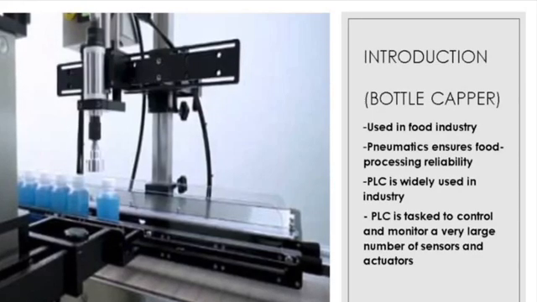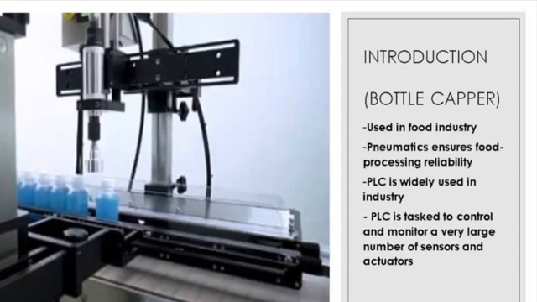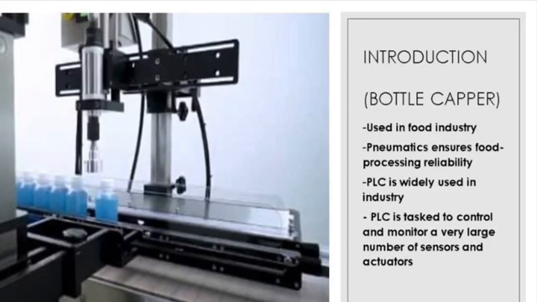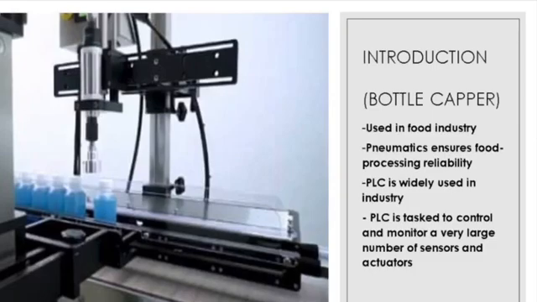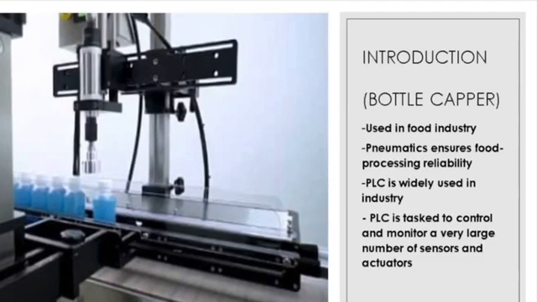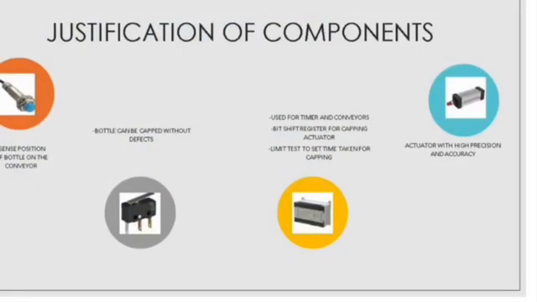Next we will be using the PLC, the programmable logic controller. The PLC is widely used in the industry. The task of the PLC is to control and monitor a very large number of sensors. There are four types of components. The first one is the proximity sensor, which is used in the system to sense or track the position of the bottle on the conveyor to the capping machine. The second one is the limit switch.